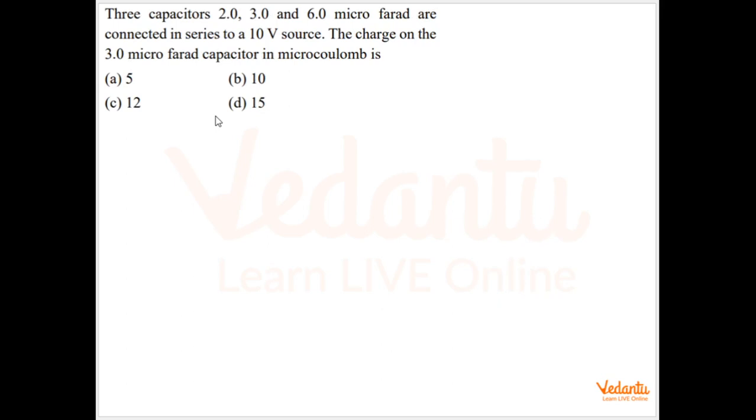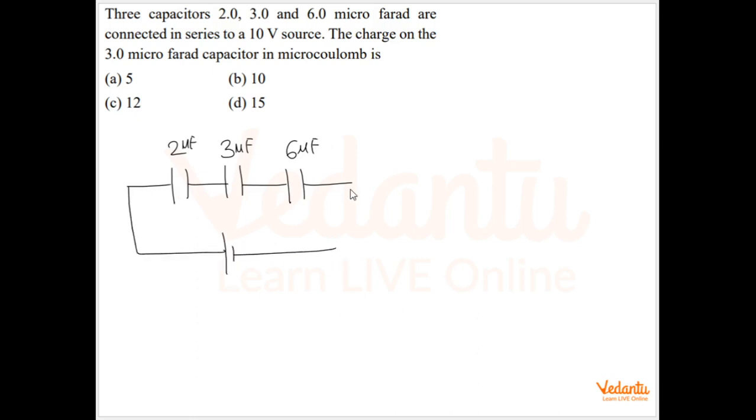In this question, three capacitors are connected in series. You have to find the charge on the 3 microfarad capacitor. So my dear bacha log, 2, 3 and 6 microfarad capacitors are connected in series to a 10 volt source. We have to calculate the charge on the 3 microfarad capacitor. Here first of all beta I will calculate the equivalent capacitance. The equivalent capacitance will be 1 by 2 plus 1 by 3 plus 1 by 6.